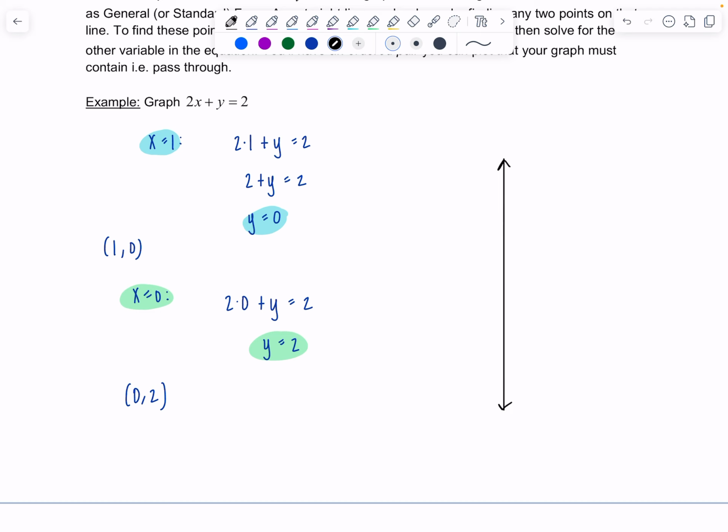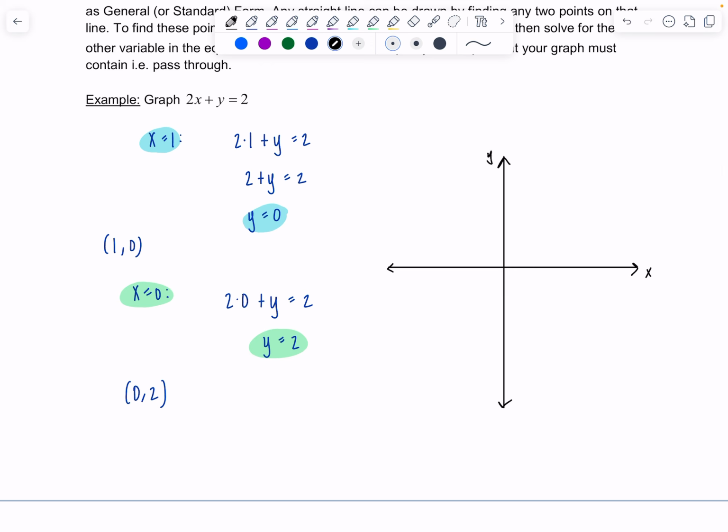So here I'm going to draw the Cartesian plane, x-axis, y-axis, 1, 2, 1, 2, 1, 2, 1, 2. Let me copy this for later so I don't have to keep drawing it. Okay, so we've got these 2 points here. 1, 0, and the other point, 0, 2.